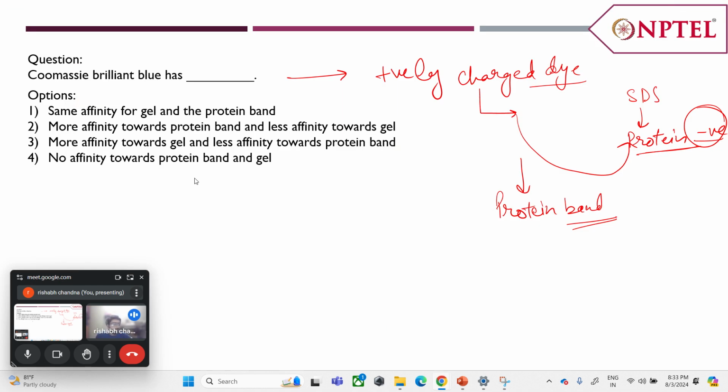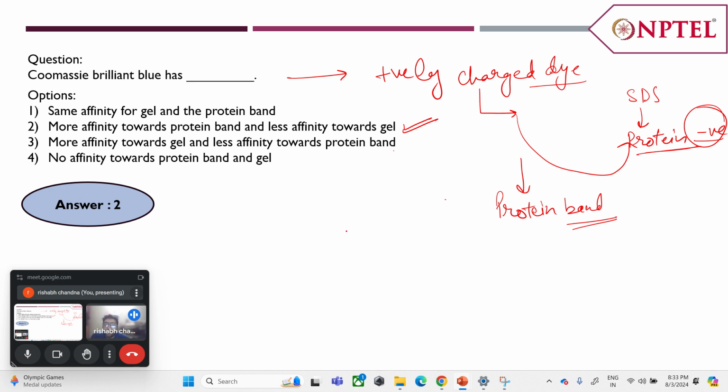Yeah. So it would have more affinity towards the protein band and less affinity towards the gel. Okay. So the answer is 2. And someone said something about non-specific binding. So yes, what we do generally is it would have some non-specific binding to the gel also. But that binding would be less effective and it can be removed easily.